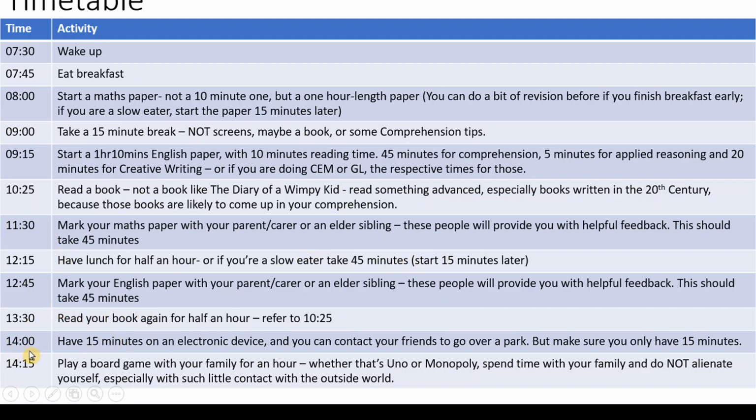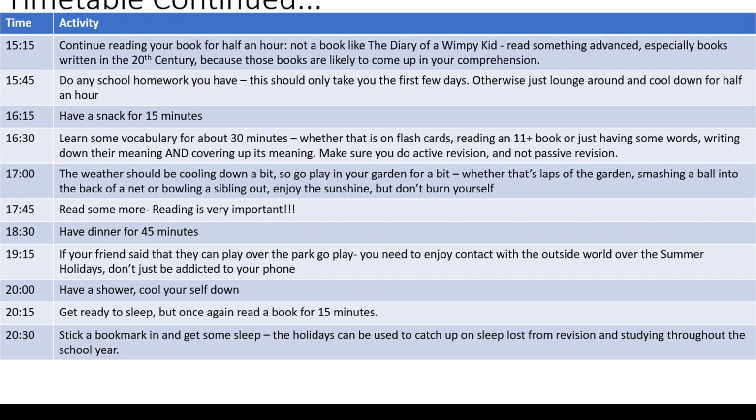And then at 2 o'clock, have 15 minutes on an electronic device. You can contact your friends to say go over a park later, but make sure you only have 15 minutes and no more than that. And then at say 2:15, play a board game with your family for an hour, whether that's Uno or Monopoly. Spend time with your family and do not alienate yourself, especially with such little contact with the outside world during the lockdown. You won't have as much contact, so you need to stay in touch with your family a lot. And so at 3:15, continue reading your book for half an hour. Again, not a book like The Diary of a Wimpy Kid, something advanced, 20th century.